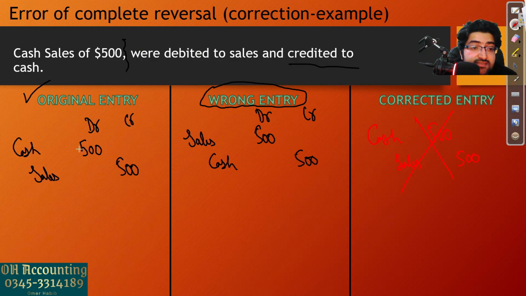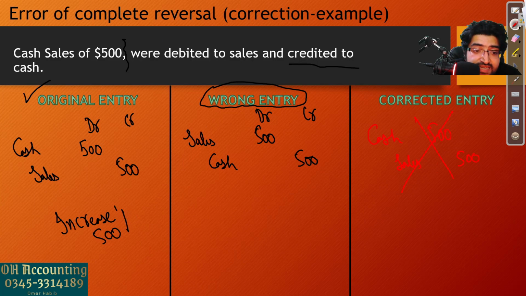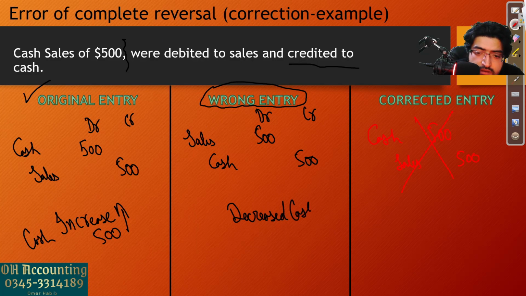Okay, see this. In the original entry, if we did not make any error, we were supposed to increase cash in our records by 500, right? What was our aim? Due to this transaction, cash should increase by 500, right? But in the wrong entry, what have we done? We have actually decreased cash by 500 by mistake. Okay? Instead of increasing cash, we have decreased cash.